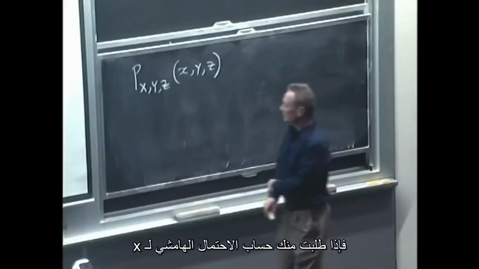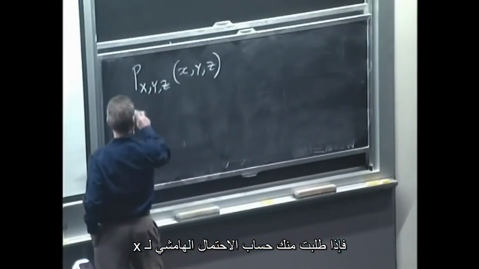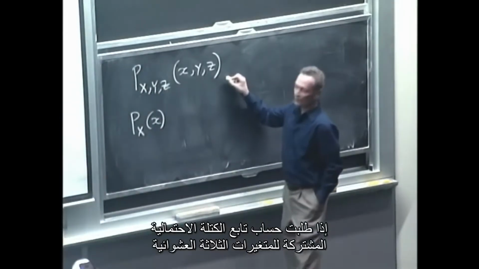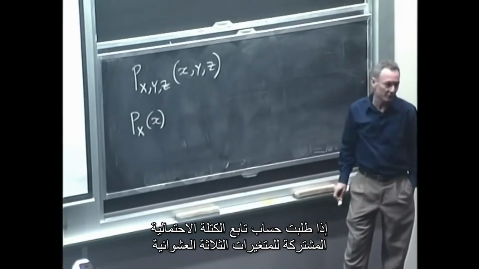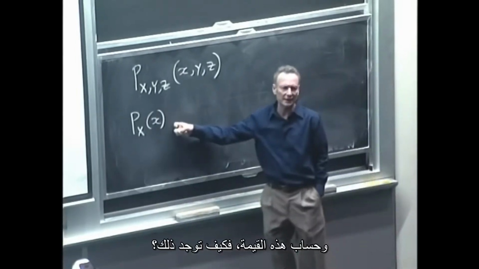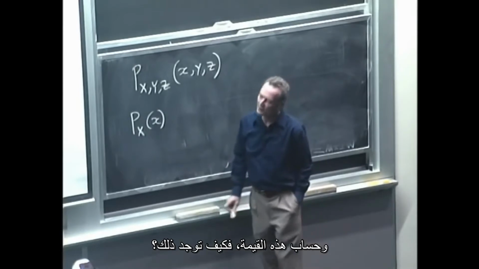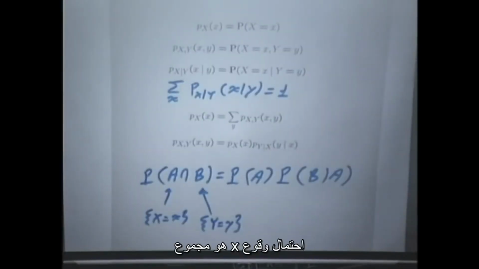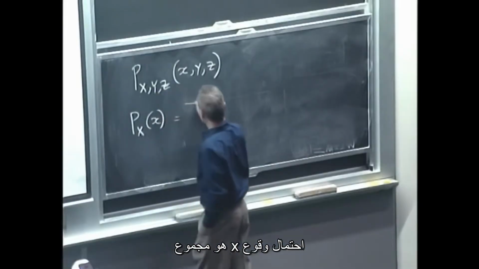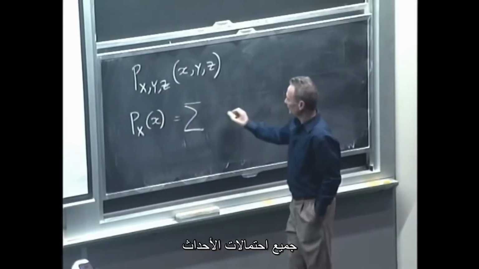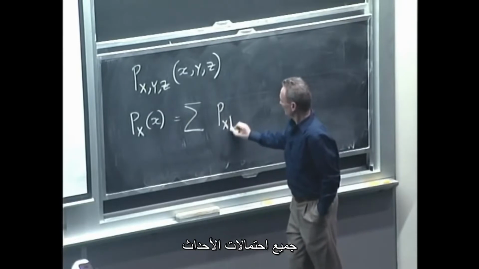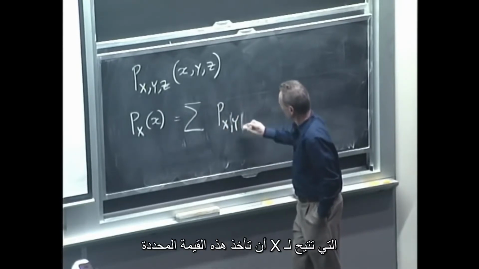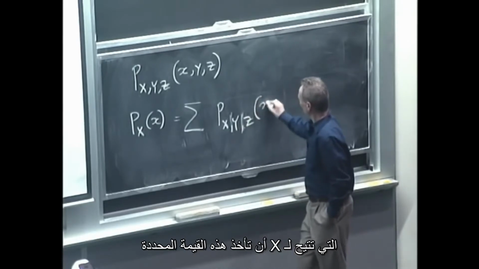Okay, and if I ask you to find the marginal of x, if I tell you the joint PMF of the 3 random variables and I ask you for this value, how would you find it? Well, you will try to generalize this relation here. The probability that x occurs is the sum of the probabilities of all events that make x take that particular value.